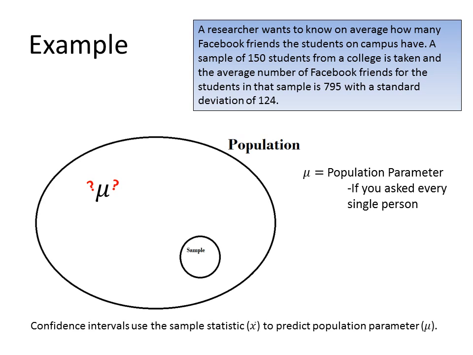What we do is we take a small sample from that population. Now, from that sample, we get this value of x bar, which is our sample average. That is, this is the average of the data that we collected. Confidence intervals use this sample statistic, that is x bar, to predict the population parameter.